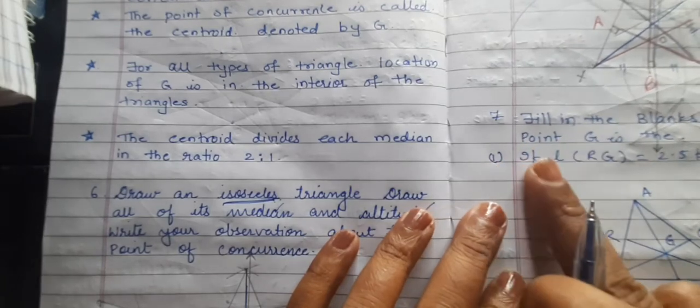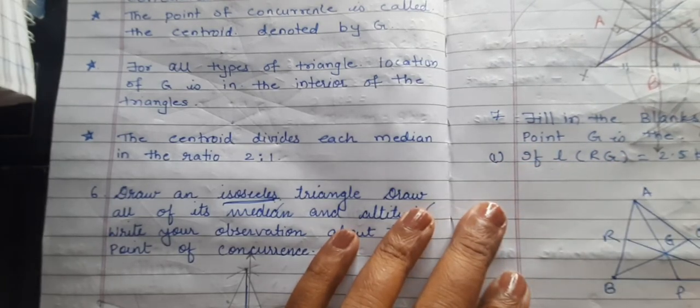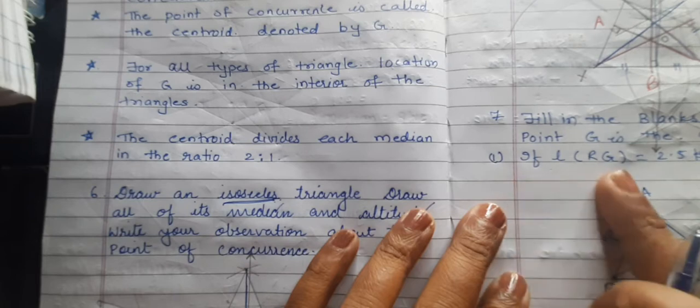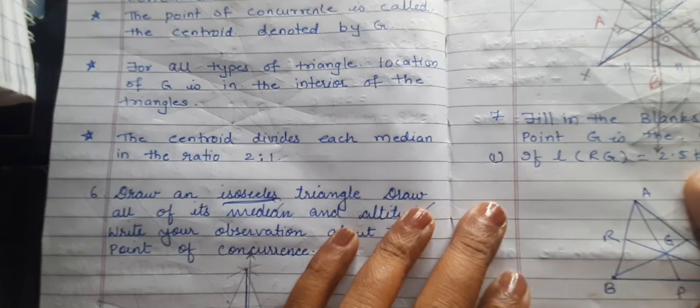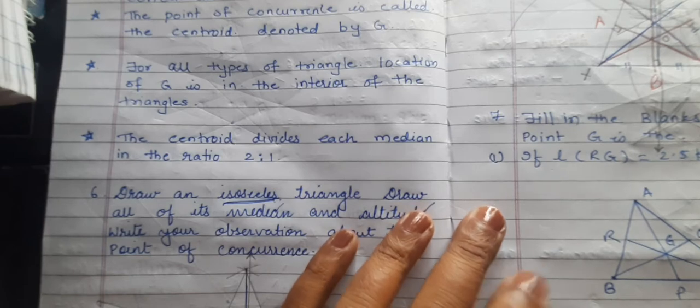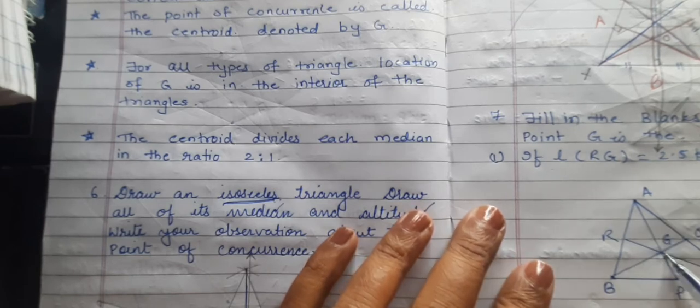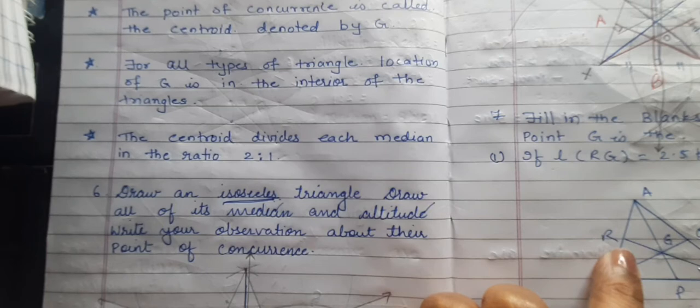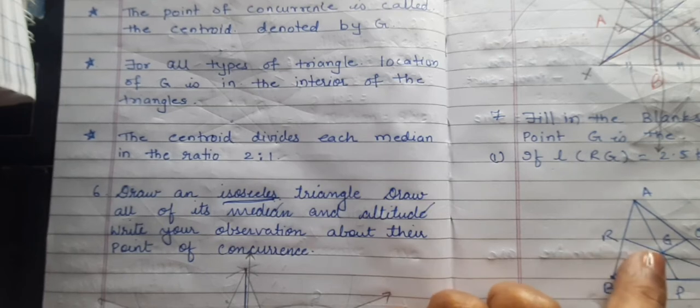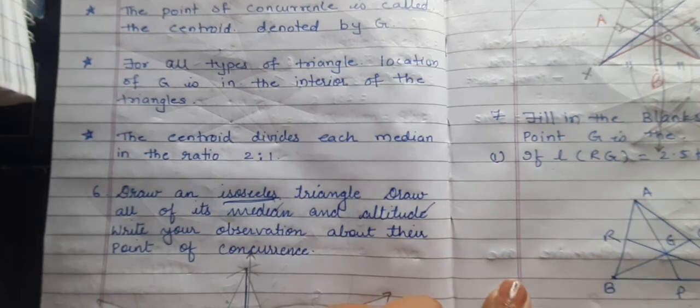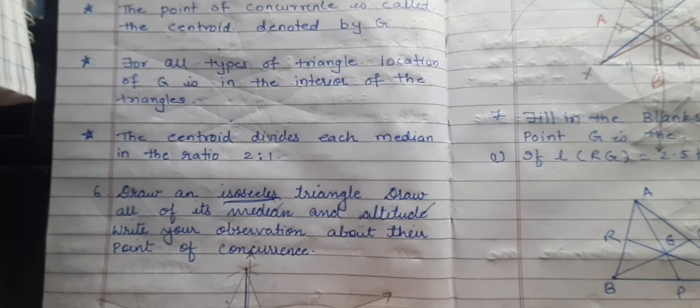Fill in the blanks. Point G is the centroid of triangle ABC. If length RG is 2.5 centimeter, then the length of GC we have to find out. Now where is RG? RG is this one. This is 2.5 centimeter, and CG we have to find out. So how do we write the ratio? We write the ratio GC is to RG, that is equal to 2:1.